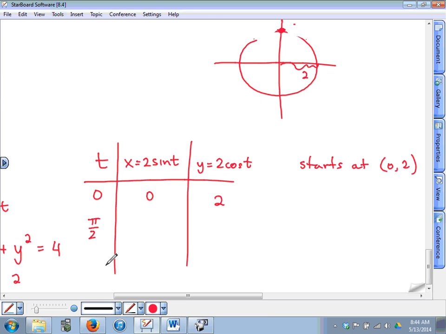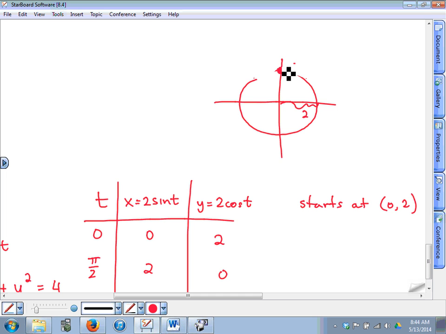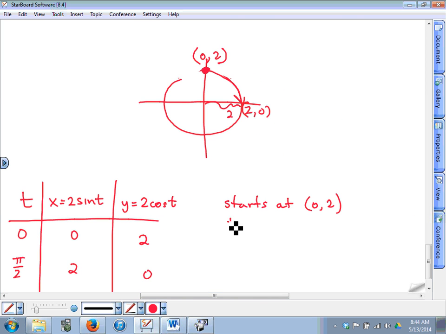So at pi halves, what's the sine of pi halves? 1. 1 times 2. So now we're there. And then the cosine of pi halves is 0. 0 times 2 is 0. So take a look at the path of this object. It started here at 0, 2 when time was 0. But when time was pi halves, that object has traveled down here to 2, 0. So the path of the object is clockwise. It travels clockwise.